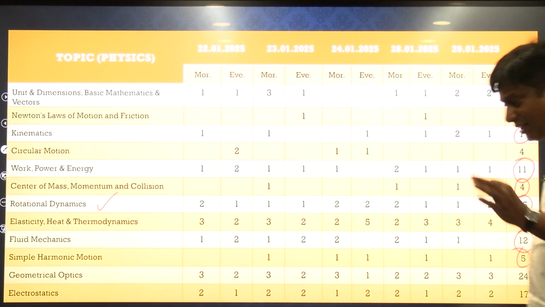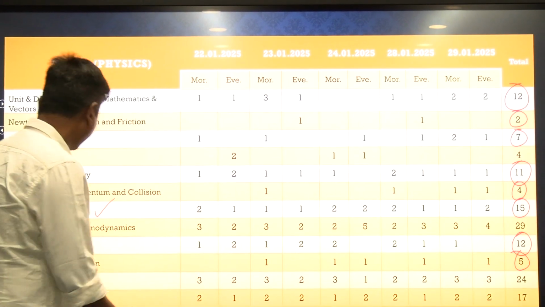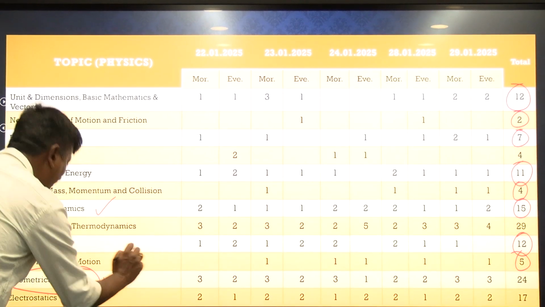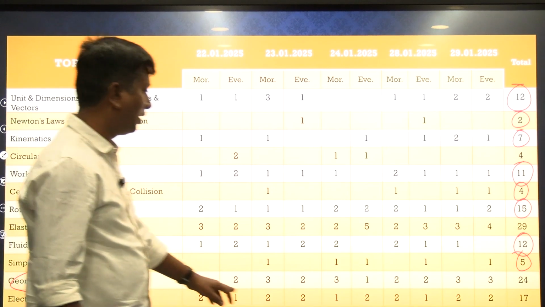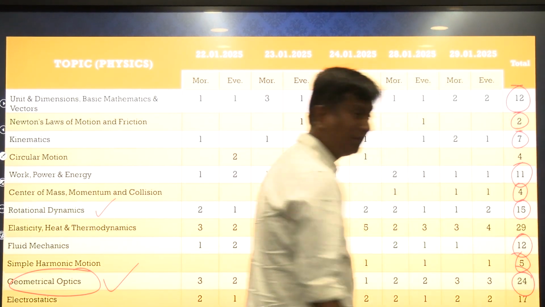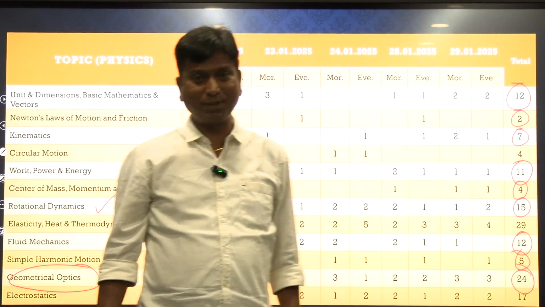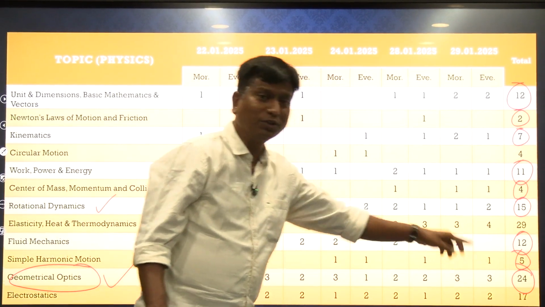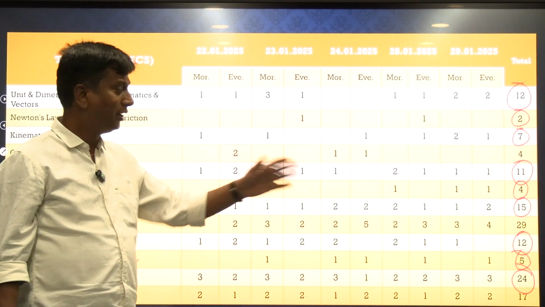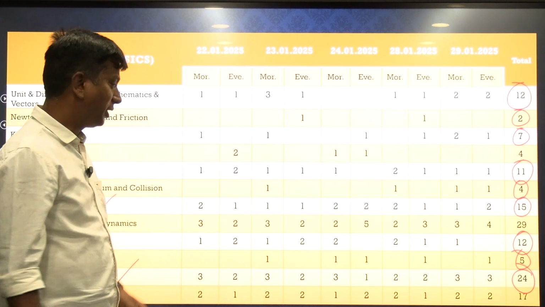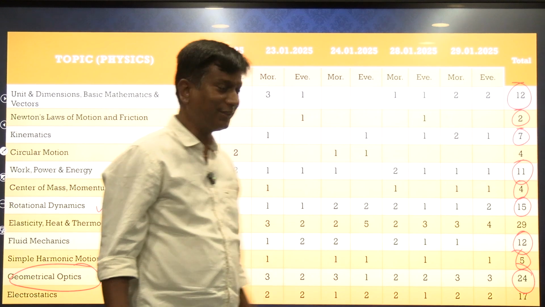The major thing in the 2025 January session is geometrical optics. In geometrical optics you got 24 questions. There were papers where you got 3 questions in geometrical optics. So 24 questions in all the 10 papers means on average every paper had more than 2 questions in geometrical optics. That is one of the important observations.